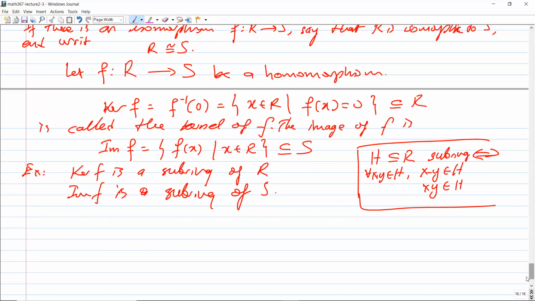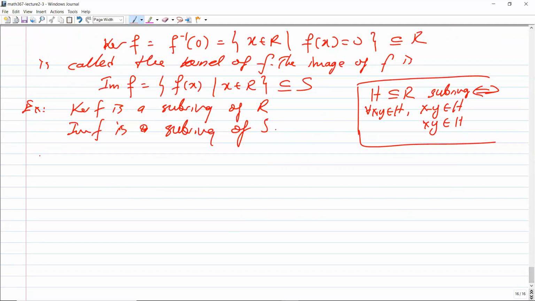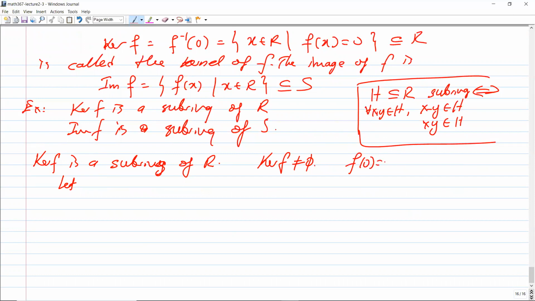And let's check this. Let's show that the kernel of f is a subring of R. Of course, this kernel of f is never empty. You can check this: f of 0 is always 0. So let's check this. f of 0 is equal to 0.